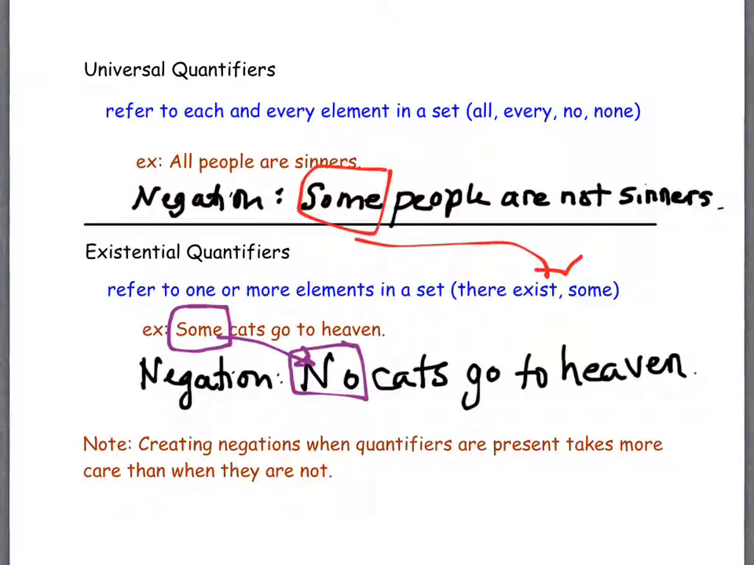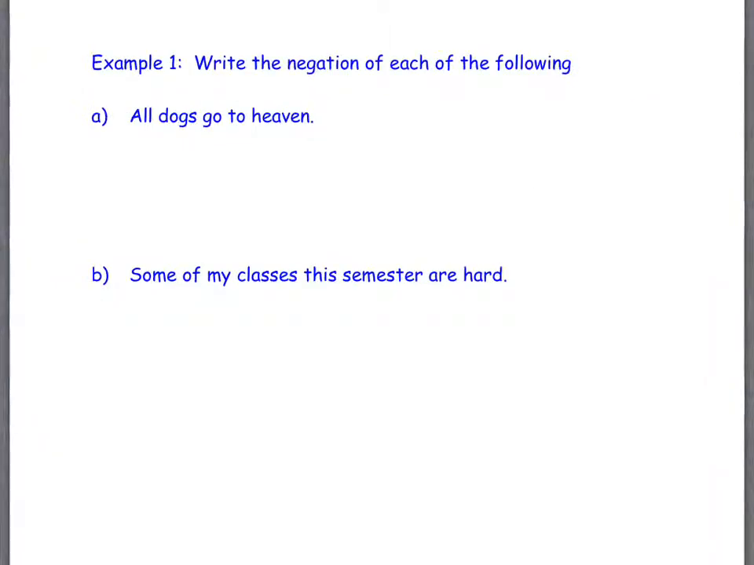All right, so creating these negations when you have quantifiers is more complicated. If I don't have any somes or nones or alls and I can just drop in the word not, that's easy. It's when those universal or existential quantifiers are involved in a problem that it becomes more complicated. So we're going to do an example here, and we're going to see what happens when we create these.